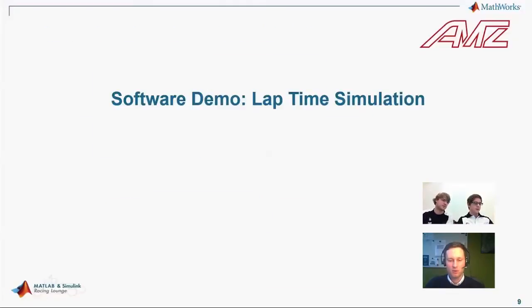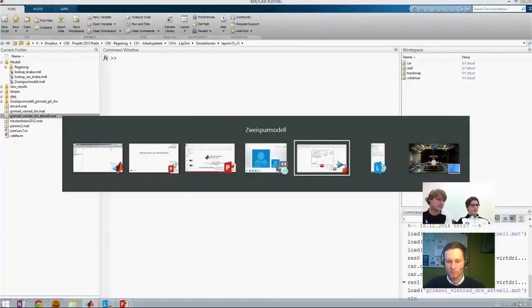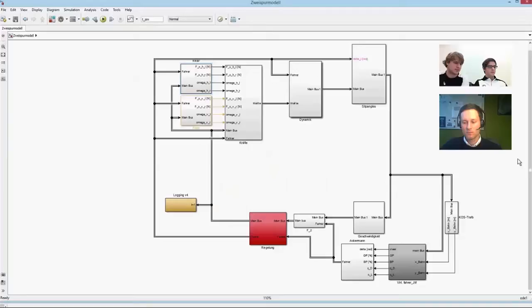So now we would like to come to a little bit of demonstration of our lap time simulation. Sounds very good. Please, very interested in that. To MATLAB now. First, we see here the same as we saw before on the presentation. This is the top layer of our lap time simulation. At the bottom here we have the virtual driver, the controller over here, then the rear and front axle, the forces, and the whole two-track car model.